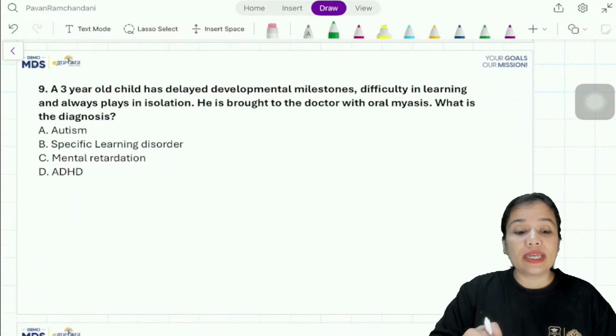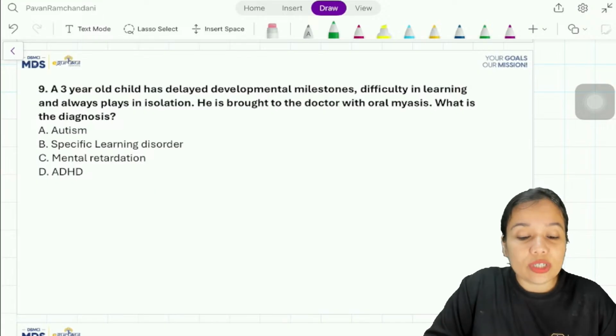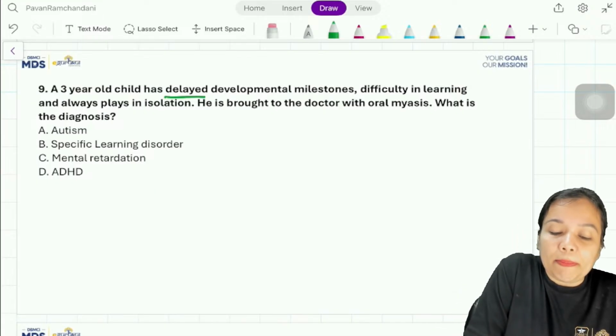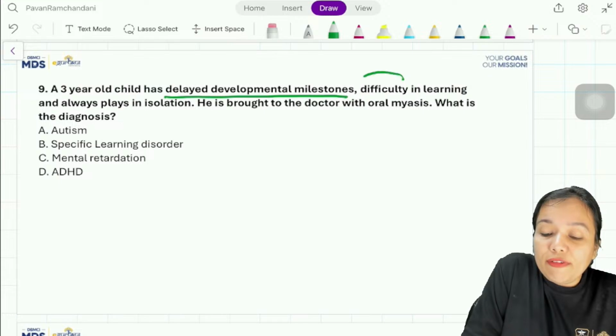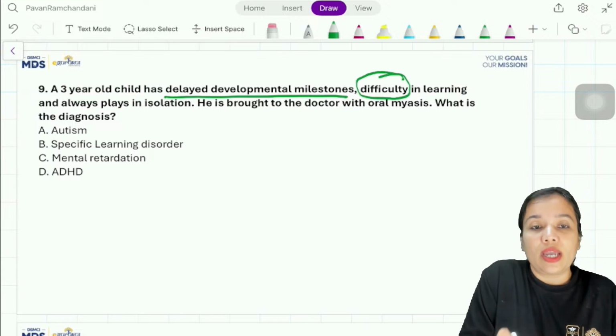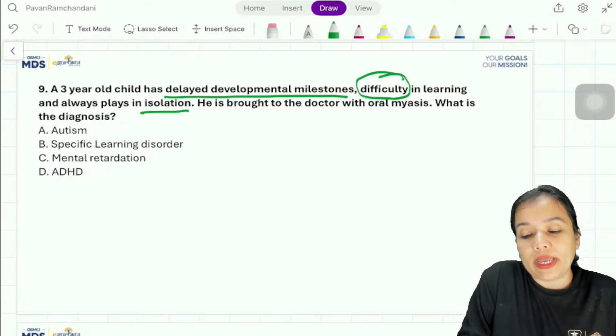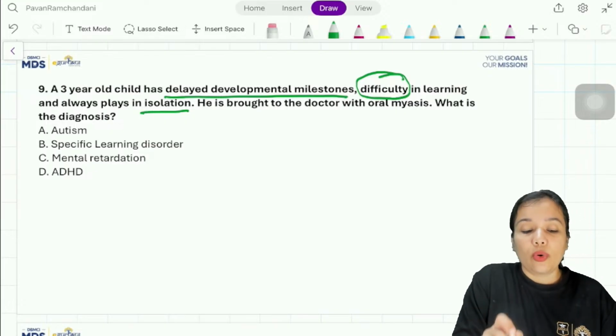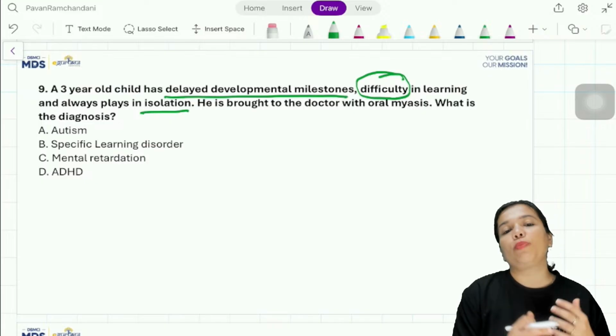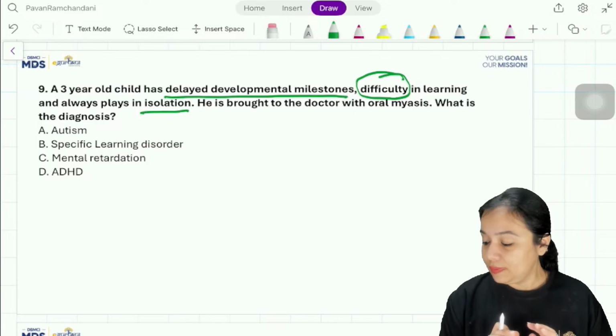Now, question number 9 says: a 3-year-old child has delayed developmental milestones, difficulty in learning, and always plays in isolation. He is brought to a doctor with oral myiasis. What is the diagnosis? Okay, so all of these 4 options seem similar.